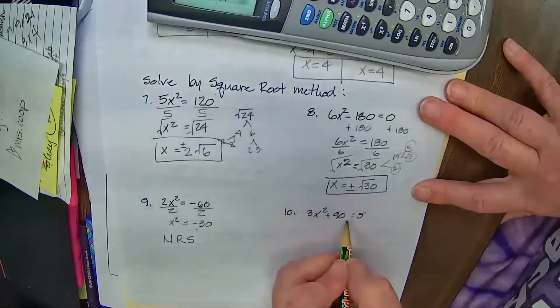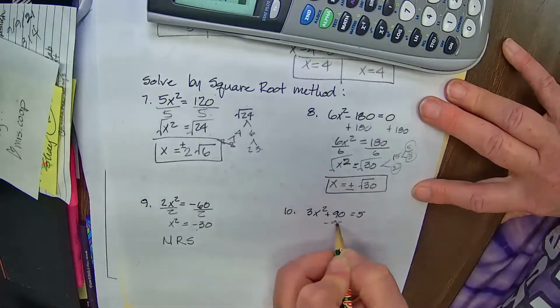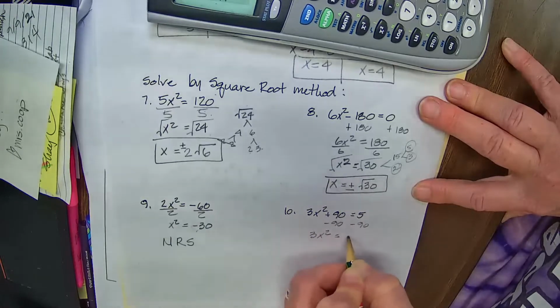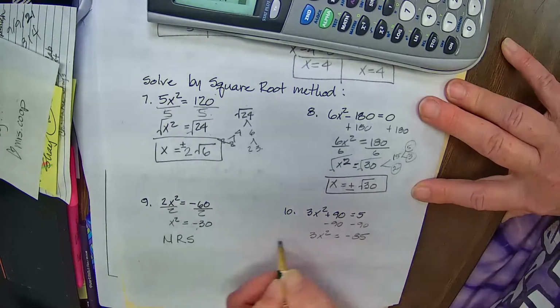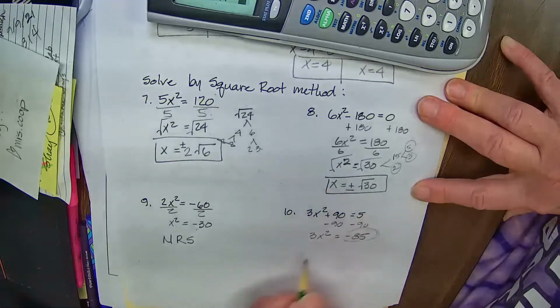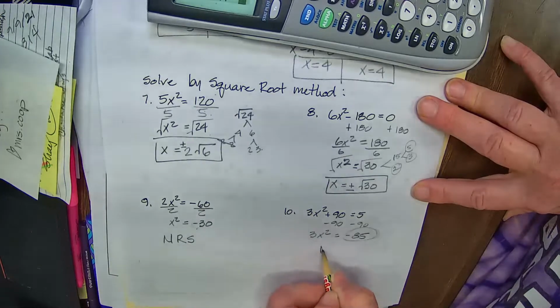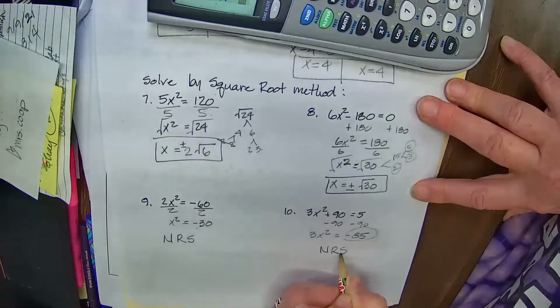All right, here. So we subtract 90. 3x squared equals negative 85. You can really stop right here. You could divide by 3 if you wanted to, but there's not going to be a real solution on this one either.